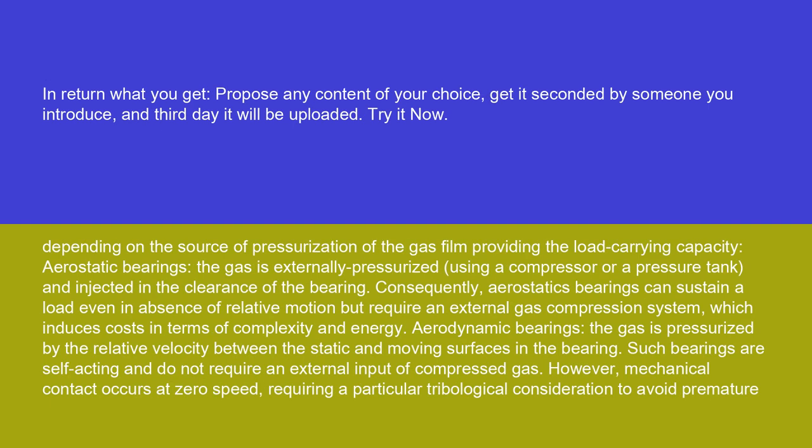Gas bearing types: gas-lubricated bearings are classified in two groups, depending on the source of pressurization of the gas film providing the load-carrying capacity. Aerostatic bearings: the gas is externally pressurized using a compressor or a pressure tank and injected in the clearance of the bearing. Consequently, aerostatic bearings can sustain a load even in absence of relative motion but require an external gas compression system, which induces costs in terms of complexity and energy.